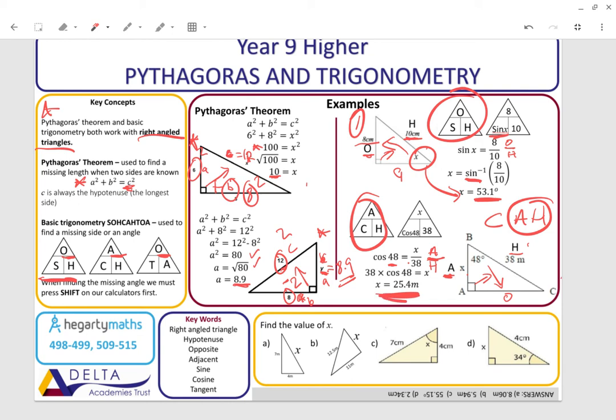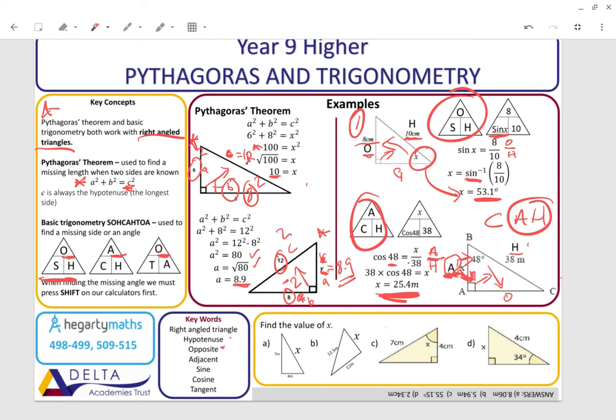Okay. Now, some keywords that you need to know: right angle triangles. It's a triangle that contains a 90-degree angle. Hypotenuse is the long side. Opposite is opposite the angle. Adjacent is the side that's next to the right angle and your angle. So, as you can see, this adjacent side over here is next to my angle, right angle, and the angle I've been given in the question.